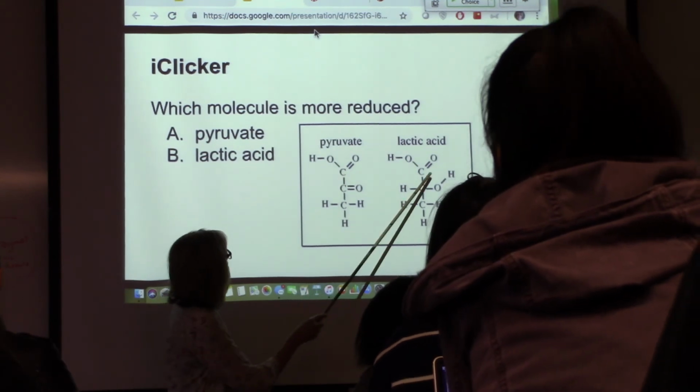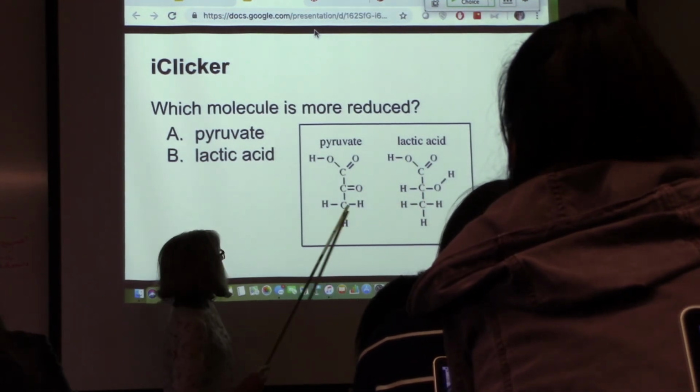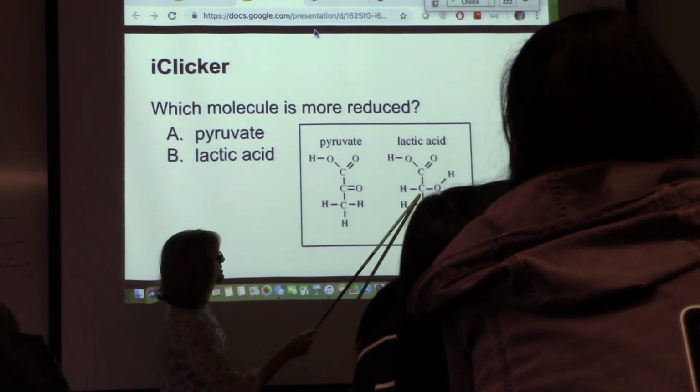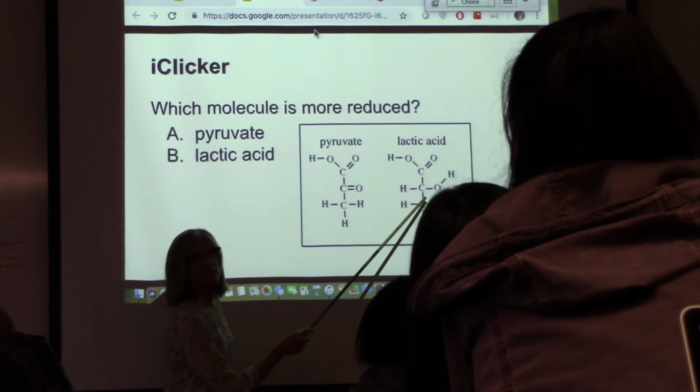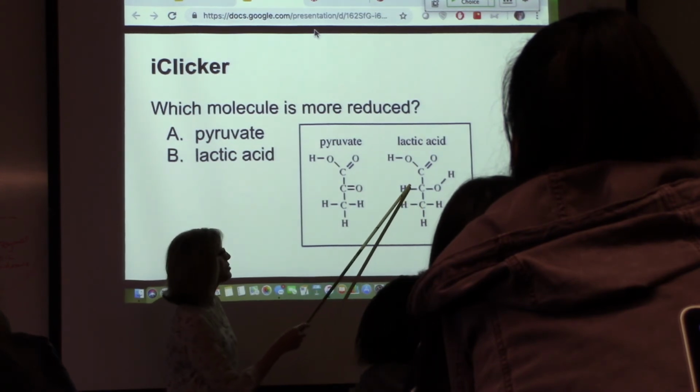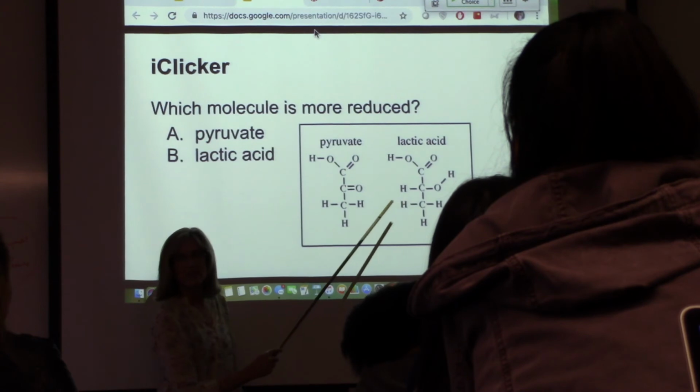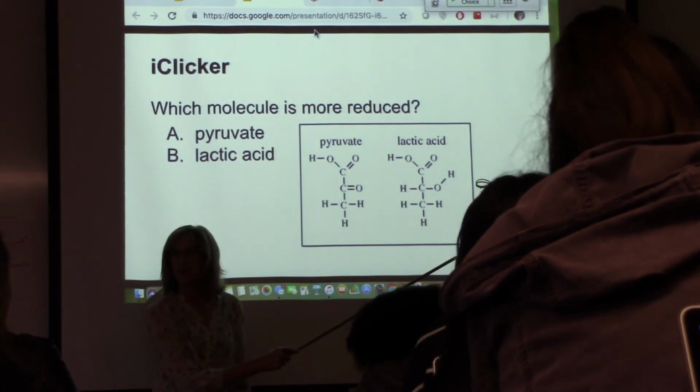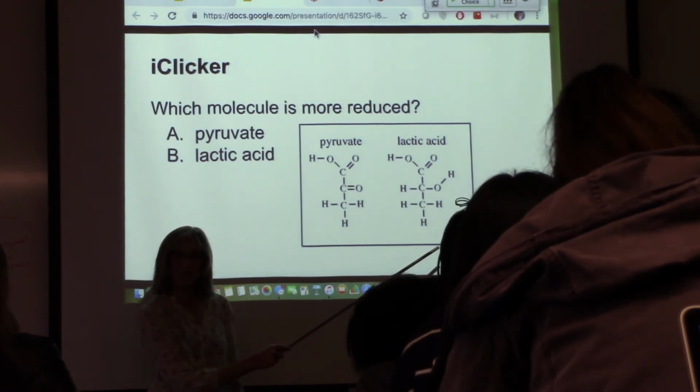So this carbon looks the same, right? But you see in this carbon there's a difference? Which one has more hydrogen? So this is more reduced because it's got more hydrogens. And this carbon's the same. If you missed this, will you ace it on the quiz on Thursday?